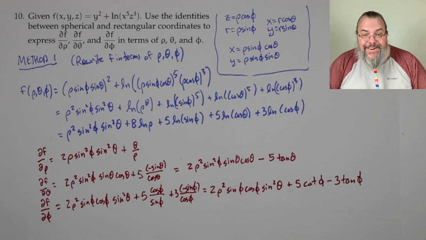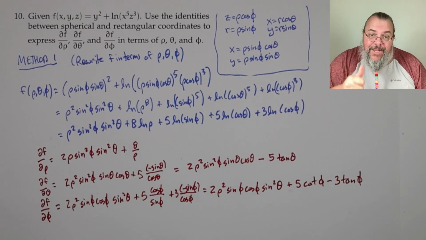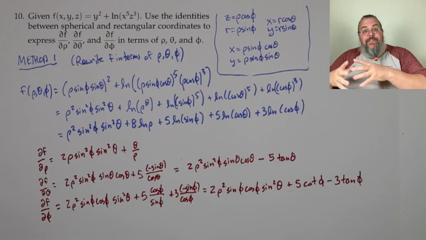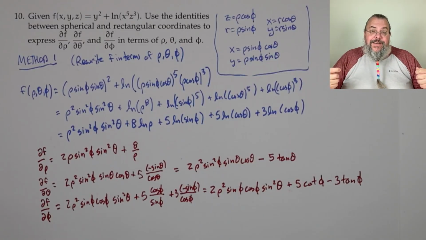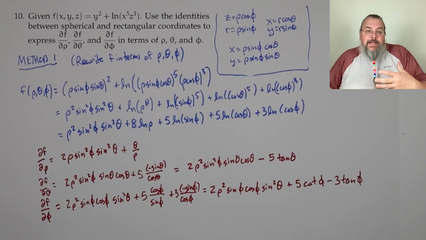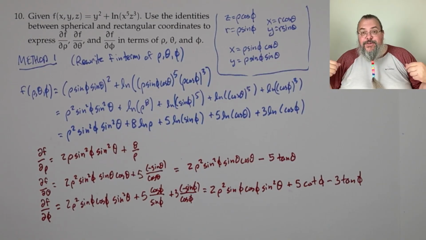It's all there. Okay, so that's method 1. So essentially it says rewrite the function and now take your partial derivatives. And essentially it becomes a problem about, do you know partial derivatives?